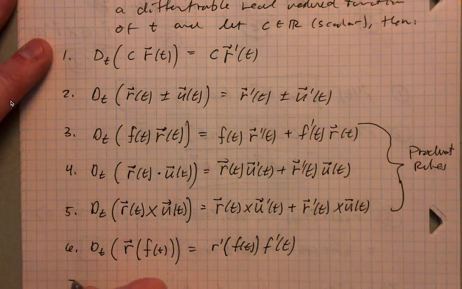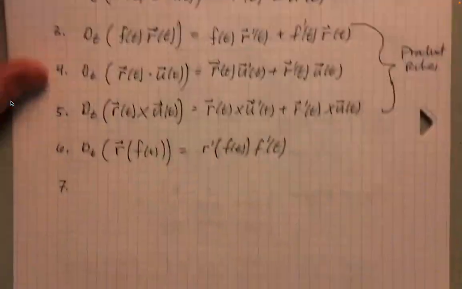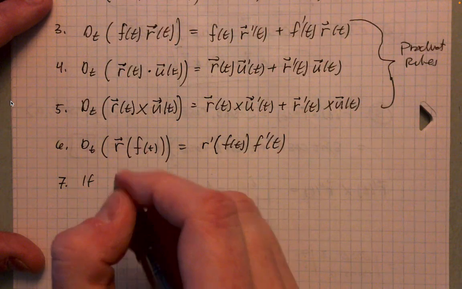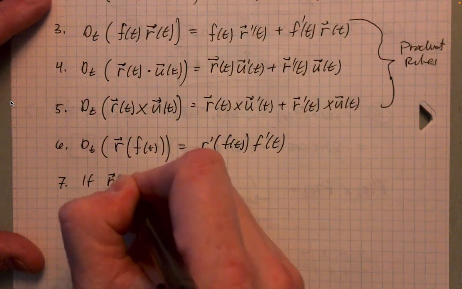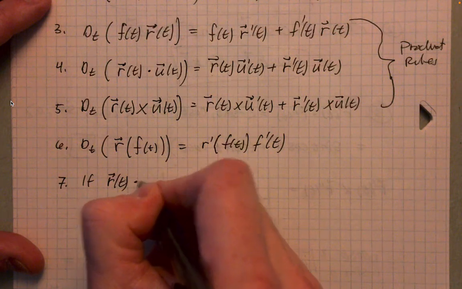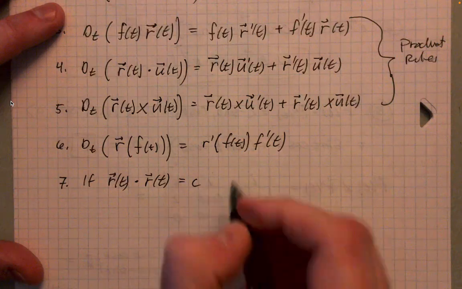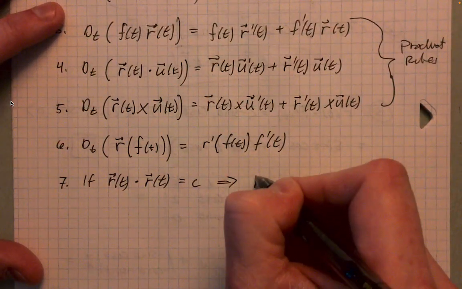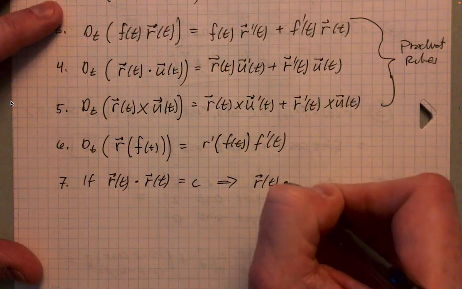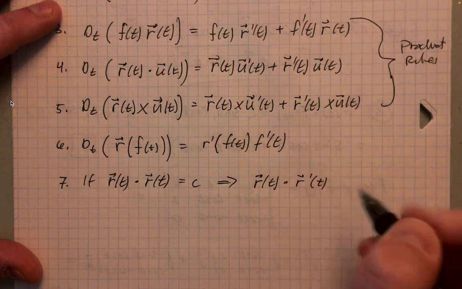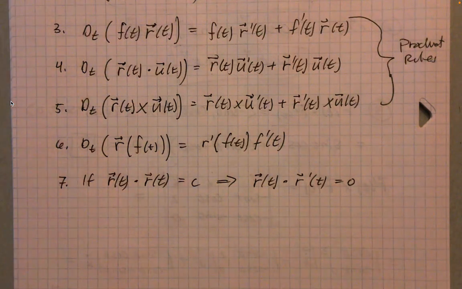Okay. And finally, last but not least, this one's a little different: if r of t dotted with itself is a constant, then that means r of t dotted with its first derivative would be equal to 0. Okay, so that one's a little different. Well, we won't go through all of these. We'll use some of them in examples, but let's actually prove one of these just because it's instructive.